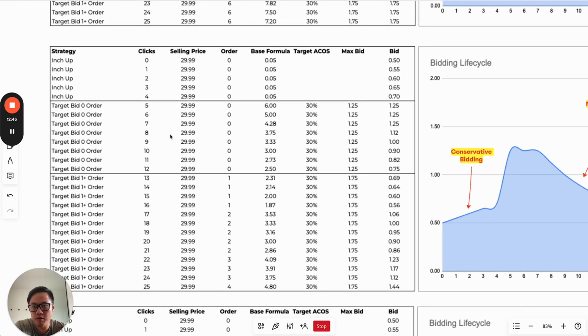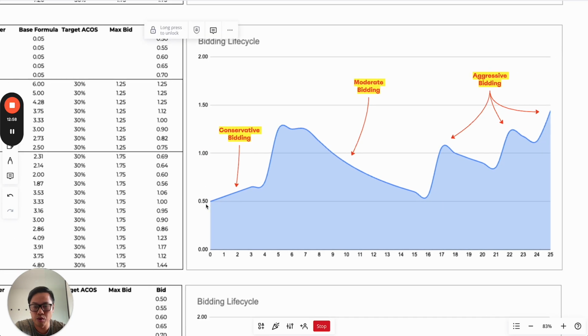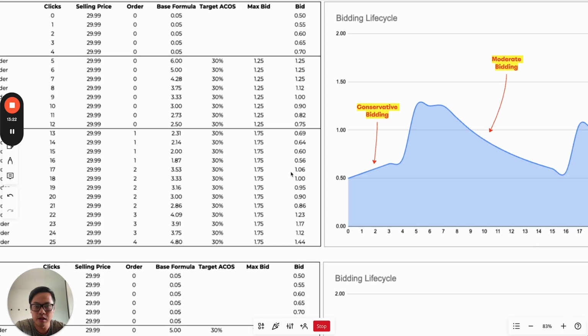So here's another example. I'm just gonna go through this pretty quickly. Same idea, you do inch up, and then you've got target bid, 0 orders for a while. And then all of a sudden it started to get some orders. So it went through a phase of conservative bidding. Then it went moderate bidding right here. But then over time, it wasn't getting any orders, so it started to drop. Then as it dropped, all of a sudden we started getting a bunch of orders. So then it started to skyrocket and skyrocket and skyrocket. So it's finding that placement, and then it will start to bid higher in order to reach your target ACOS.